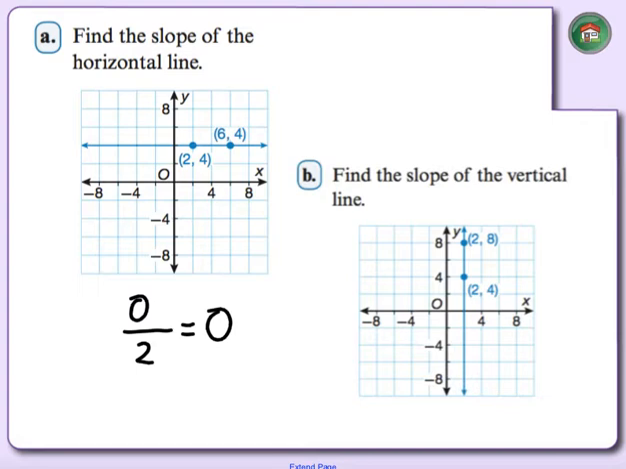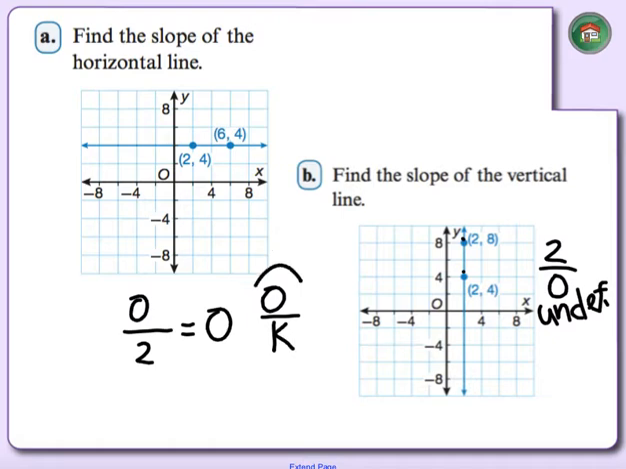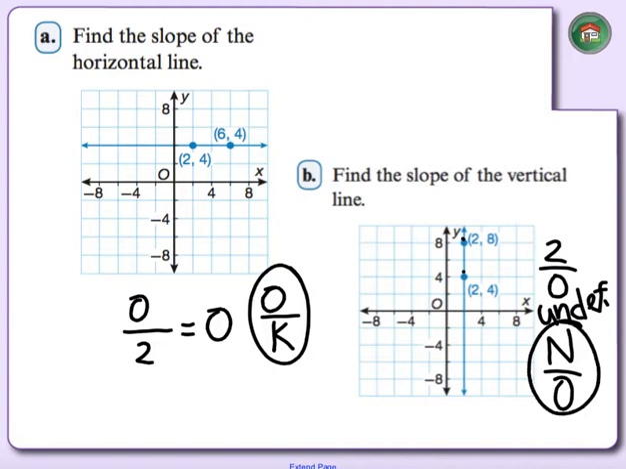How about this vertical line? Well, from point to point, we are rising 2, but we run nothing, which when we divide by 0, we call that being undefined. So a way to remember this is if I take 0 and divide by a number, how about k, that is okay to do. Whereas if I take a number, n, and divide it by 0, that is not okay. Do not do that, no. Okay? So our vertical lines give us slopes that are undefined.